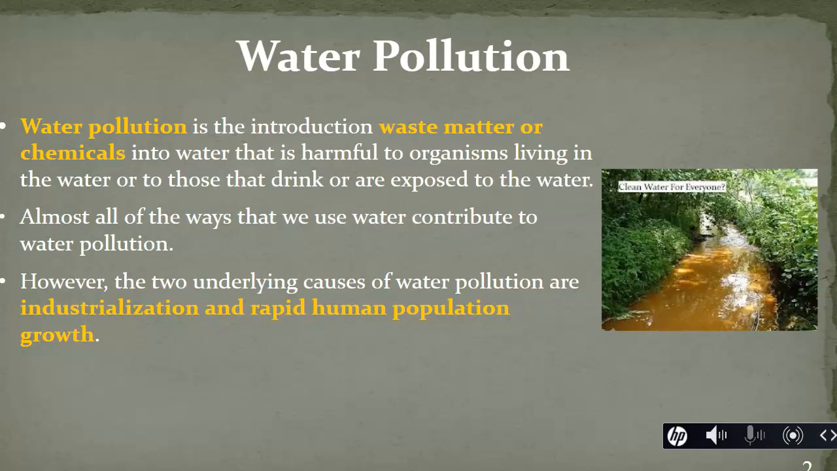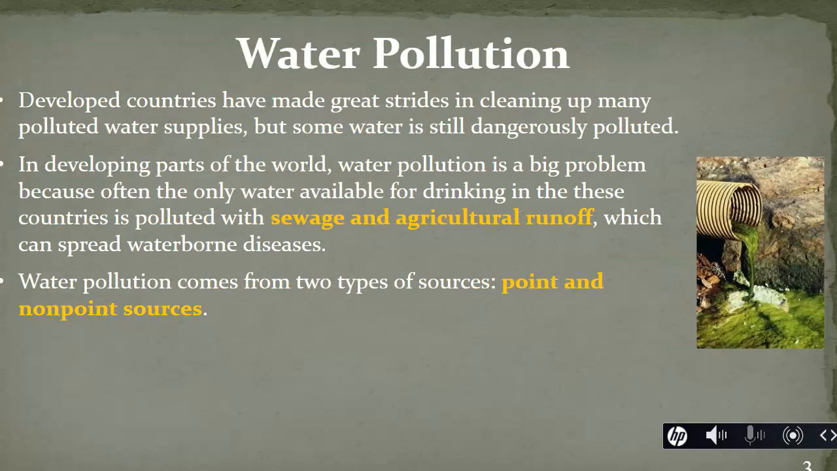It might be harmful to the organisms living in the water, or it could be harmful to us if we're exposed to this water, in a river or a stream, or by some chance we end up drinking this or trying to eat food that's growing through this water. Okay, the two underlying causes of water pollution are industrialization, which I briefly mentioned in our last set of notes, and then rapid human population growth.